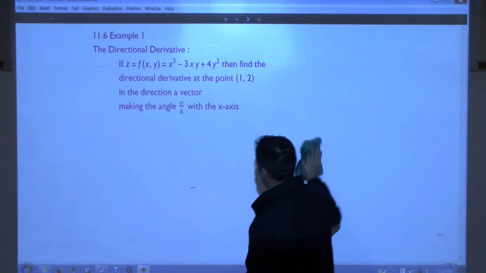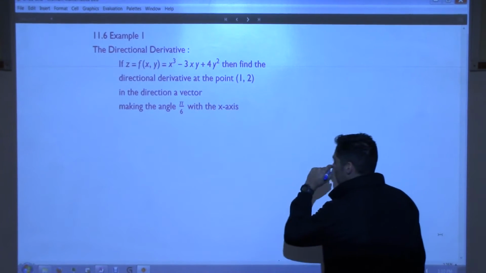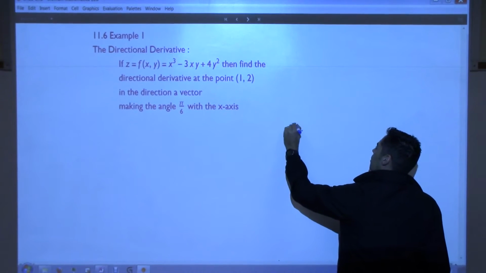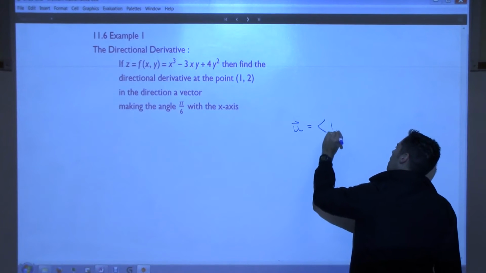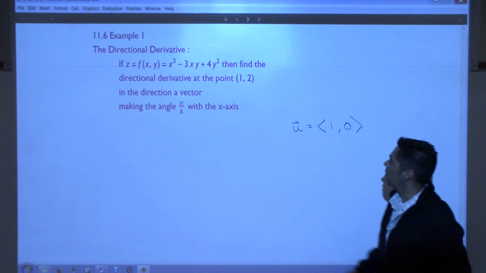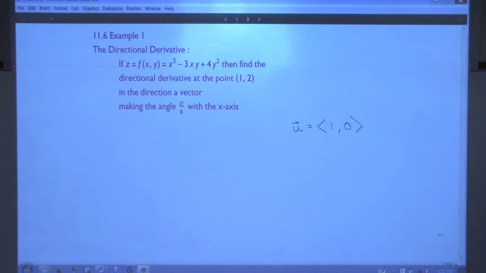Okay, so what's nice about this is, what if I gave you a unit vector? Well, you can tell me if this is a unit vector. What if I gave you this direction? So I'm not doing this problem right now, okay? I'm just asking you to think about this. Is that a unit vector? Yes, okay.